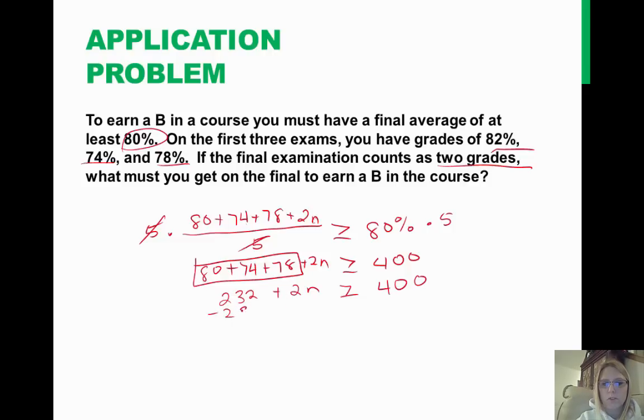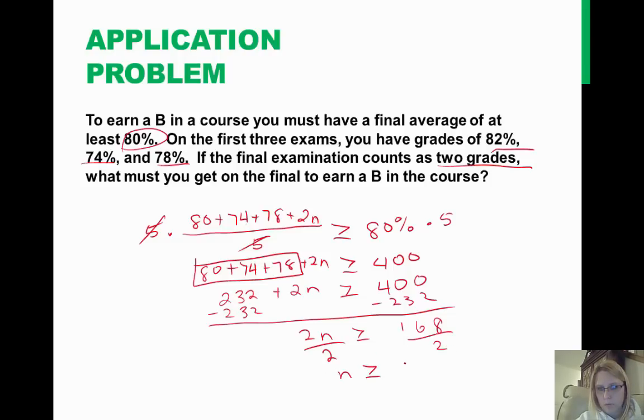We would subtract 232. So then I will have 168 is less than or equal to 2n. If I divide everything by 2, my final score would be 84. I would need to get at least an 84 in order to get a B in the course.